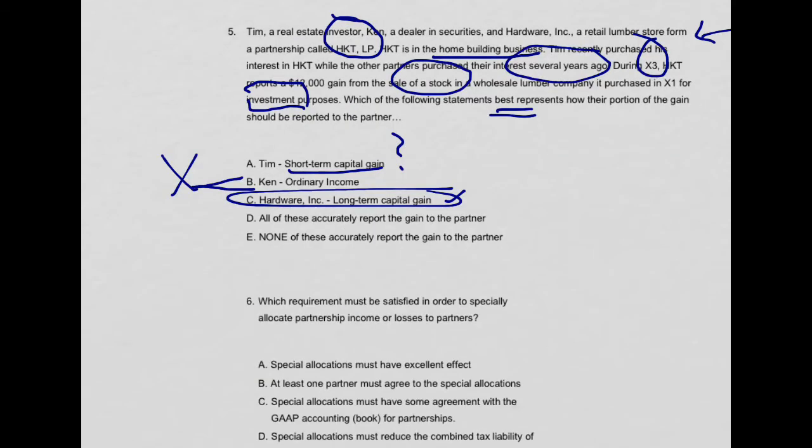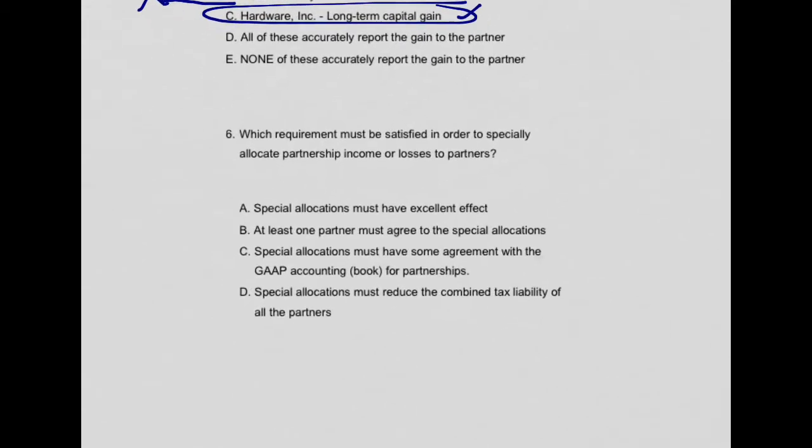Okay, let's move on to number 6. Which requirement must be satisfied in order to specially allocate partnership income or losses to partners? Special allocations must have excellent effect. Well, that's a neat word, but it's economic. In the text and in class, we stressed the word economic effect. So that's not right. At least one partner must agree.